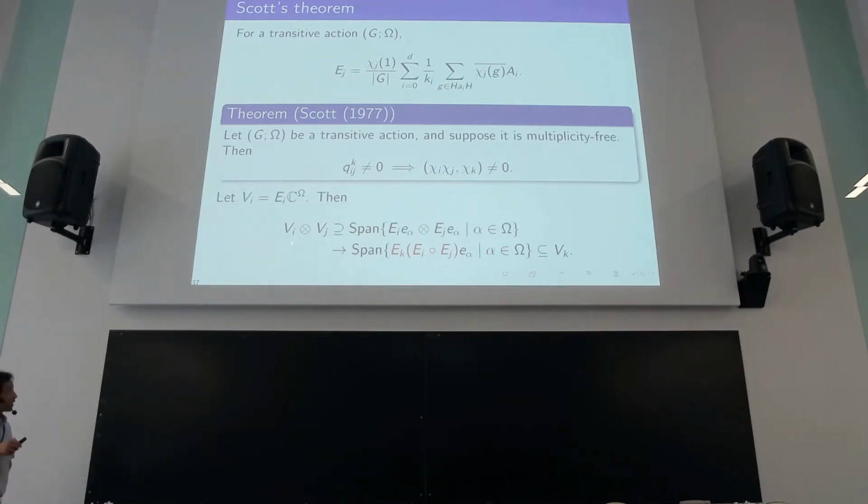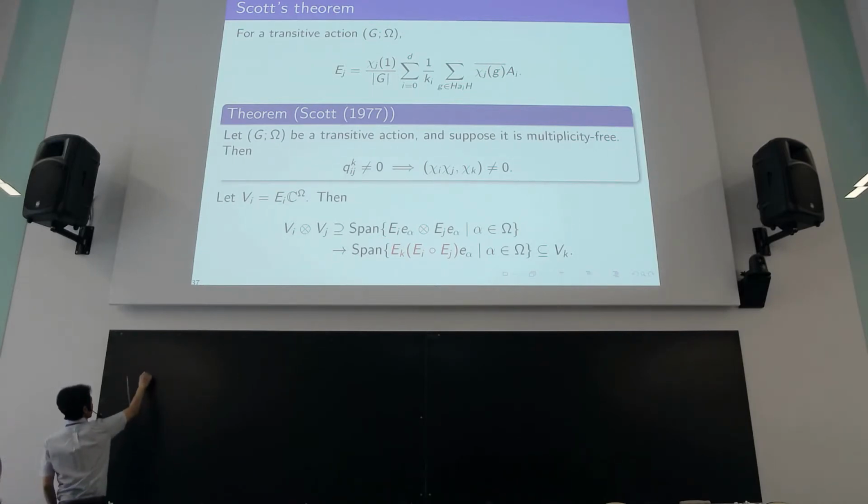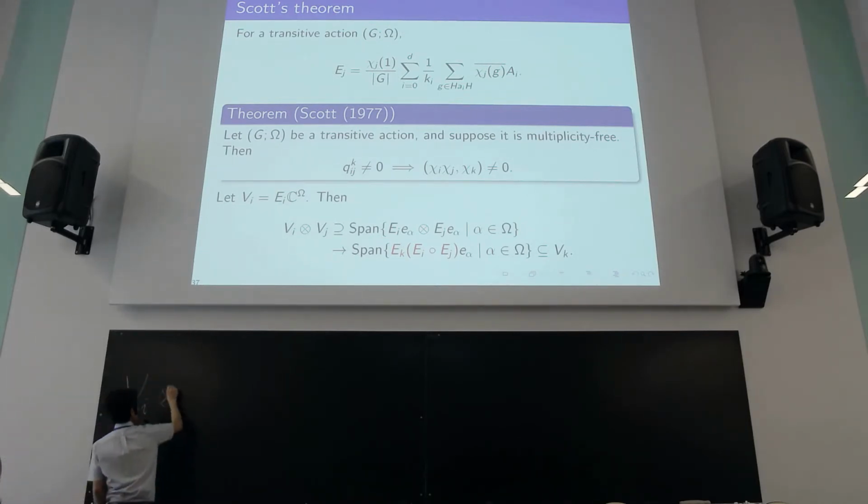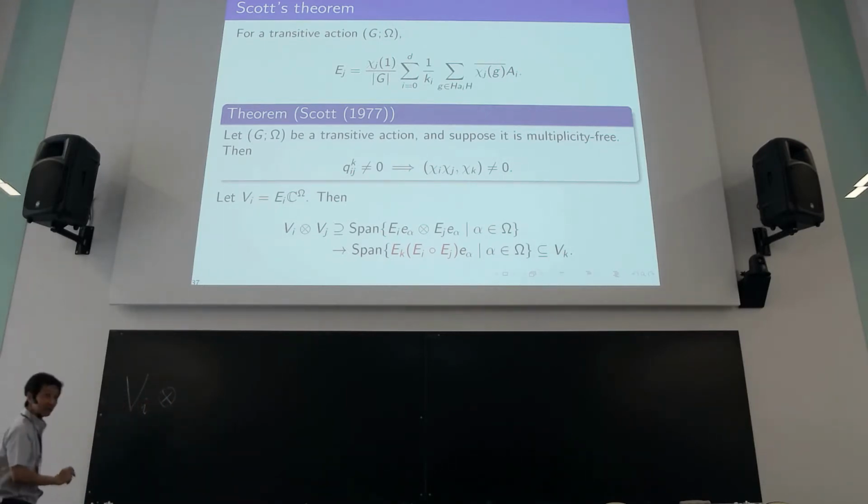But the Vi is just an image of the standard module under Ei. So this is nothing but the column space of the matrix Ei. And Vj is also nothing but the column space of Ej. So Vi times Vj is really a Vi tensor Vj. Well, you might think that why you get containment, not equality.